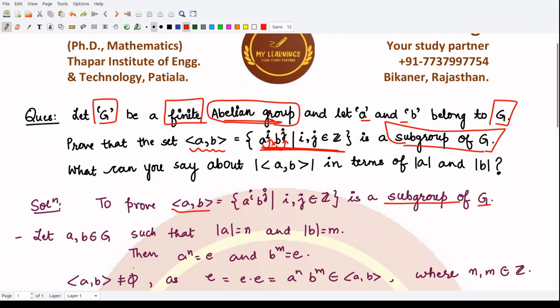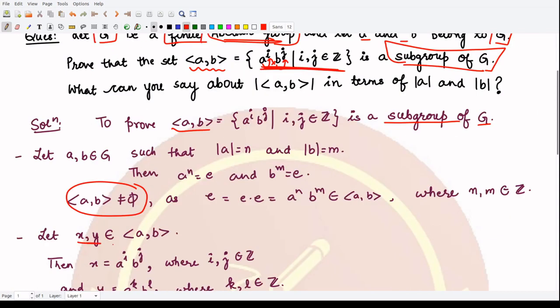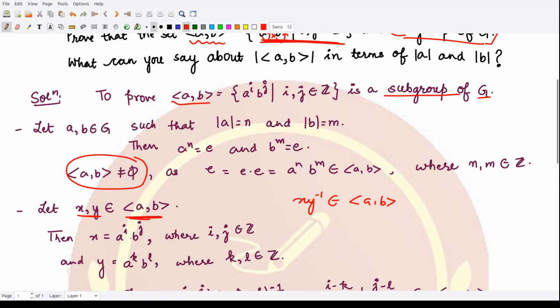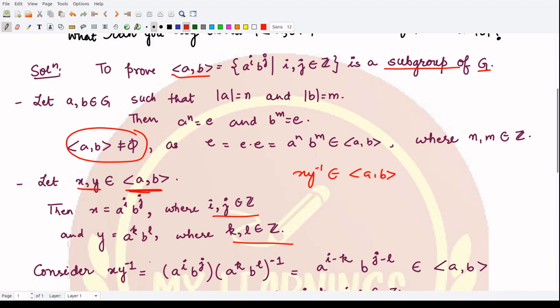Now, let's prove our second point, where we take any two elements X and Y from this subset and we prove that X, Y inverse also belongs to this subset, correct? Now because X and Y both are taken from the subgroup generated by AB, both could be written as powers of A and B, where these powers are integers, correct? So we assume X to be A raised to power I, B raised to power J, and Y as A raised to power K, B raised to power L, correct?